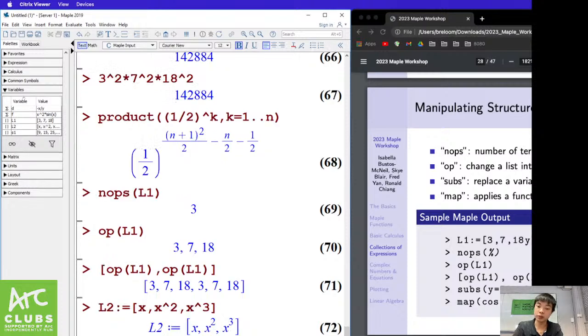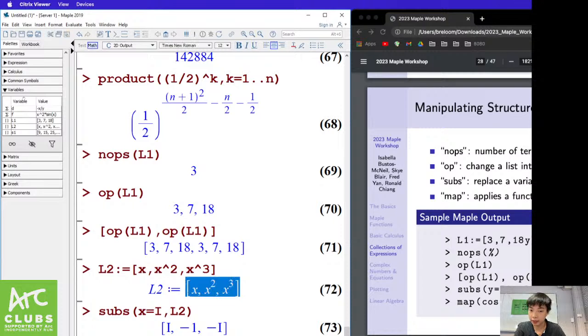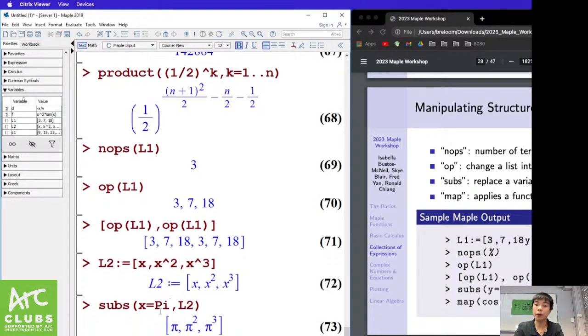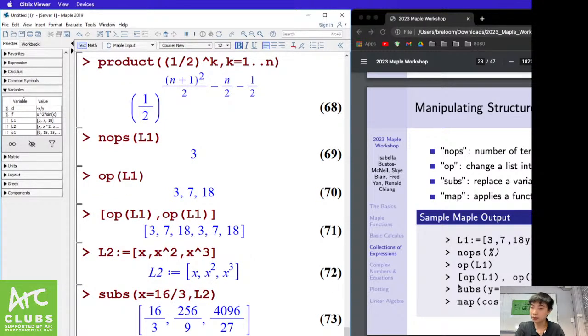Now what we can do is we can use subs, and what subs does is if we say, for example, specify an x to be equal to I, we then specify a list, and for every element in the list, it's going to substitute in whatever we put for x. So you might see that here we have x, so that would give us I. X squared would give us -1, and x to the 3 would give us -I. So we can do this for other numbers such as pi as well, or 16 on 3, etc.